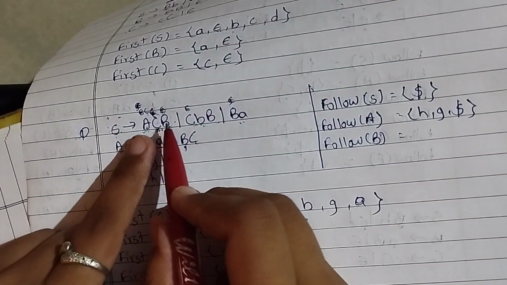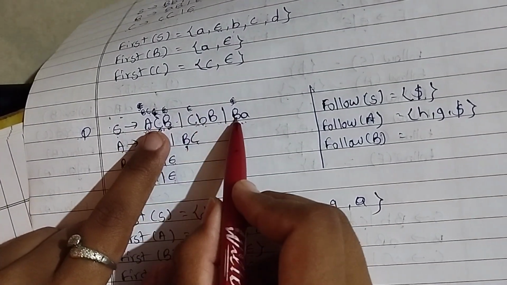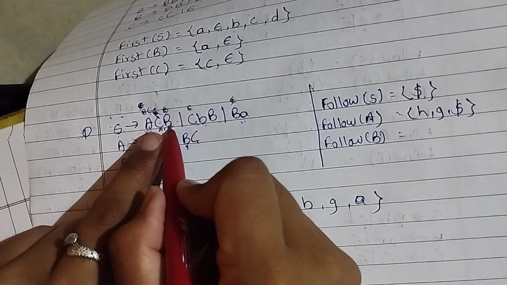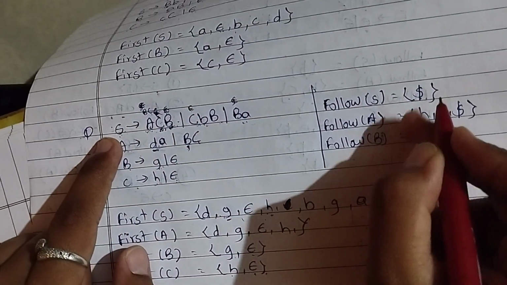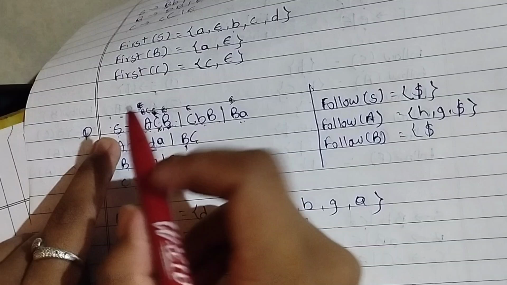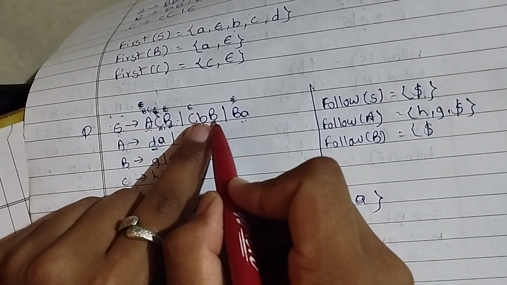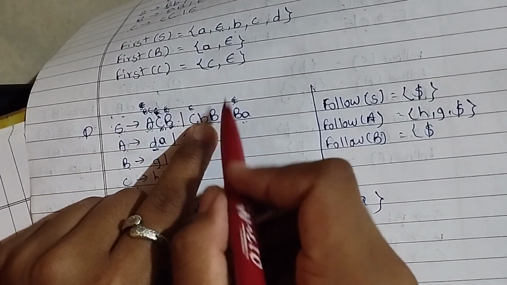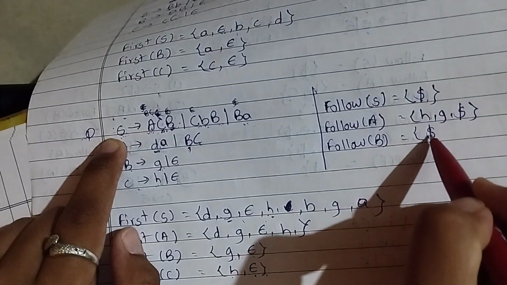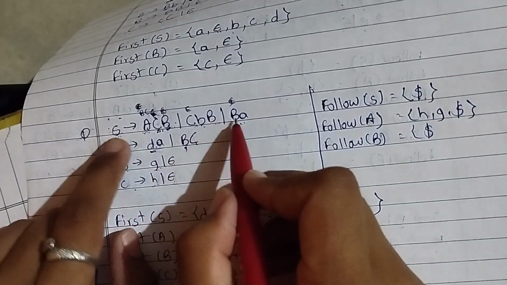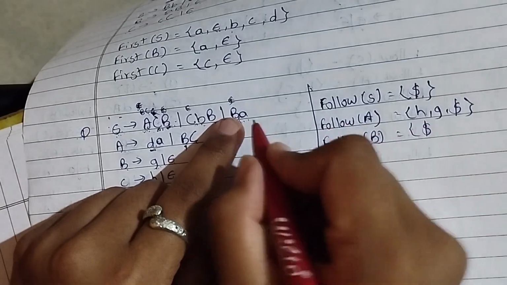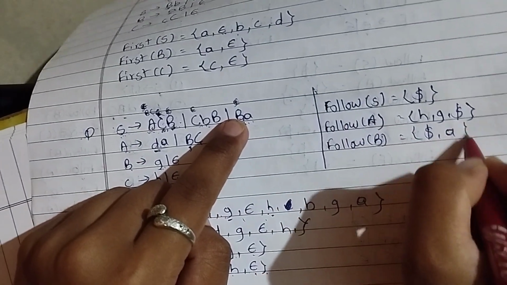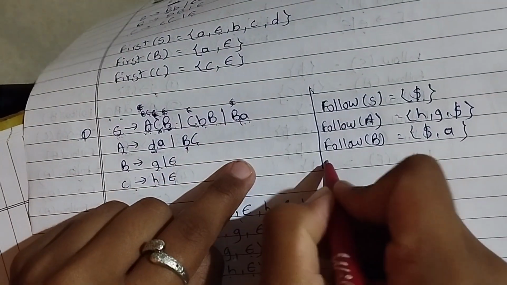So see where the B is present. Here, here and here. So this B is followed by null. So find out the follow of S. Follow of S is dollar. Now here also this B is followed by null, and followed by null means find out the follow of S. Dollar we already wrote. Now this B is followed by small a. So we write here small a, and this is the follow of B.